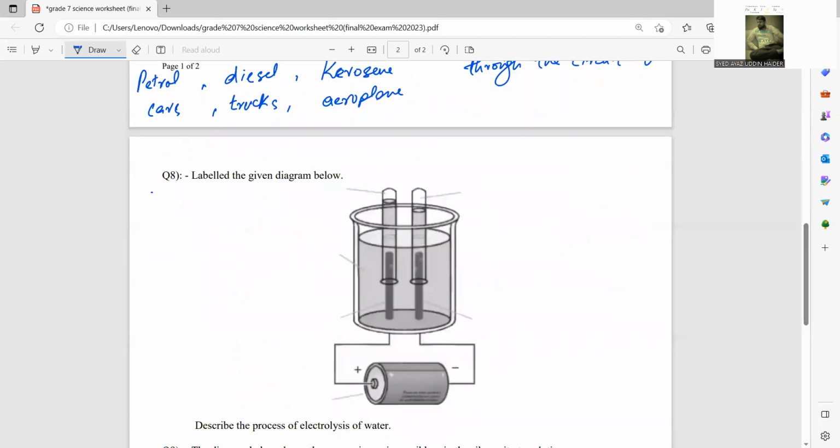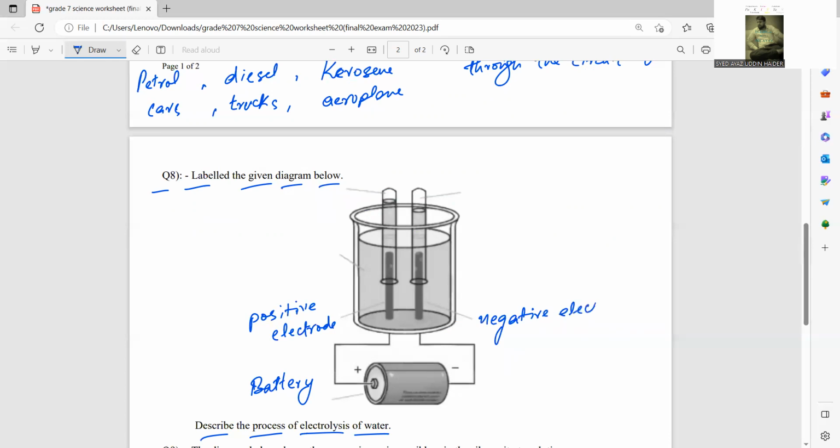Question number 8, label the given diagram below. Now, this question is about the electrolysis of water. So you have to consider water before answering this question. This is the current source, bottom, which is battery. And positive terminal is the positive electrode. So you write positive electrode here. And on the right hand side, you have negative terminal, which is negative electrode. The liquid here is of water. So I will write water here.